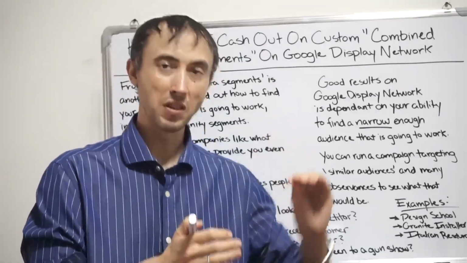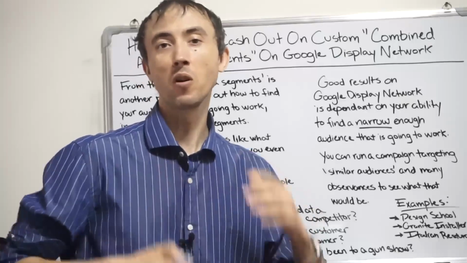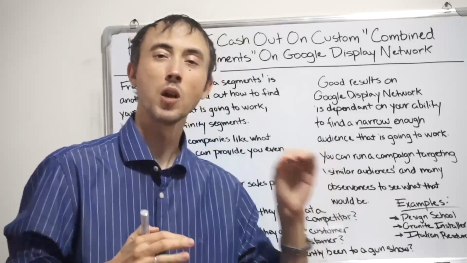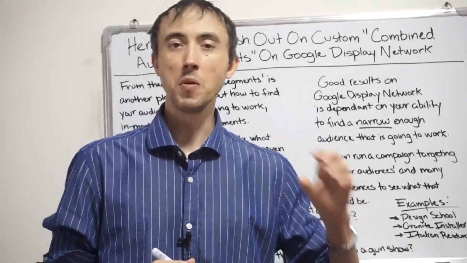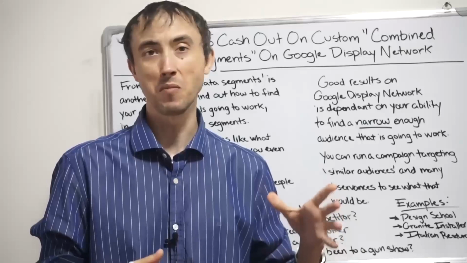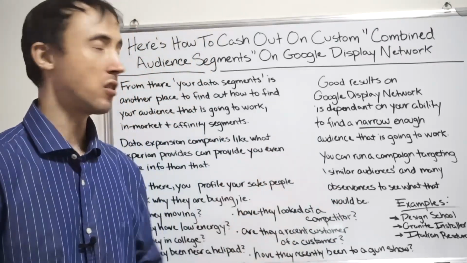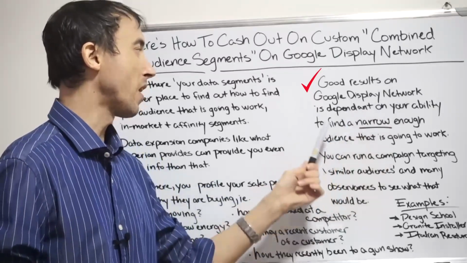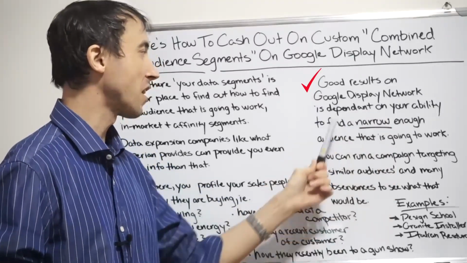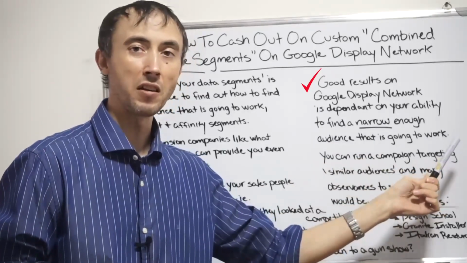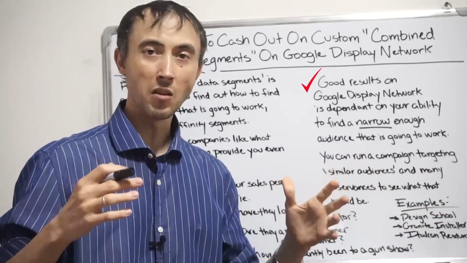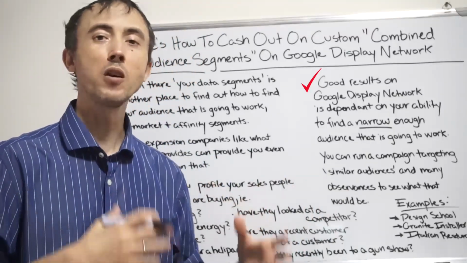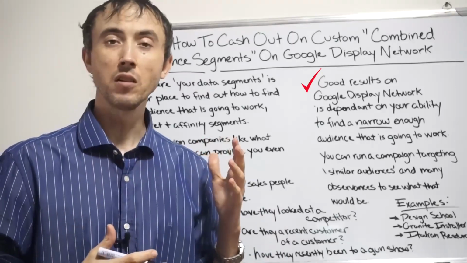When you start saying it must be this and this, you get more refined, and ultimately you're looking for an audience of people that you can target, where at least 1% of the people in there would be buyers of your product or service. And if you can get there, you'll make money. So anyway, with that said, we'll get into it. Good results on Google Display Network depend on your ability to find a narrow enough audience that is going to work. Like I mentioned, 1% or greater of the group of people you're targeting would be buyers. You're good already. And so with that, how can we find a targeting option that's going to work for that?